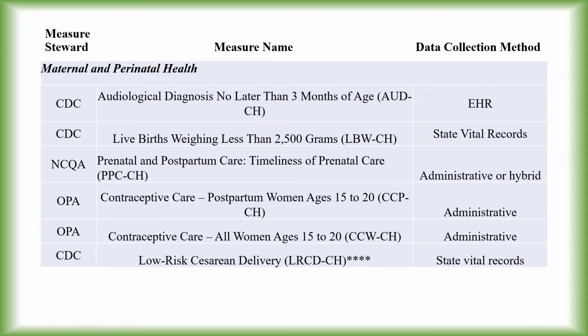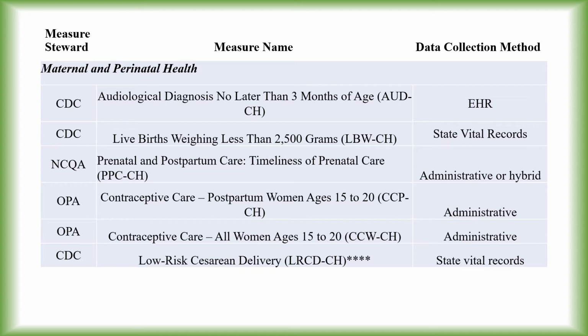Prenatal and postpartum care, timeliness of prenatal care. The measure steward is NCQA. Administrative or hybrid is the method that is used to collect data for this measure. Contraceptive care, postpartum women ages 15 to 20. OPA is the measure steward, and OPA stands for U.S. Office of Population Affairs. Administrative is the data collection method. Contraceptive care, all women ages 15 to 20. OPA is the measure steward, and administrative is the method to collect data.